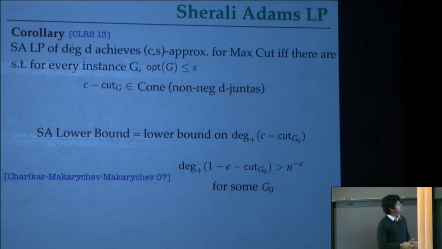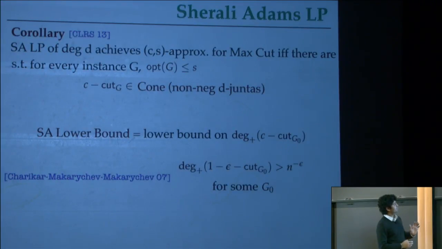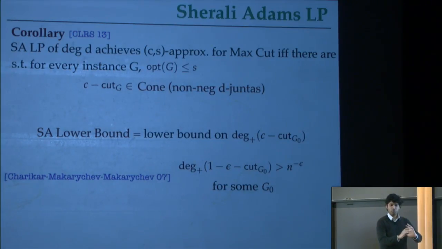Okay. So that's the first. That's sort of the Sherali Adams aspect, and it basically tells you that the C minus cut function has large non-negative degree, right? Now in the next 10 minutes, I am going to show you why it's enough to prove a non-negative rank lower bound on the pattern matrix with this function.